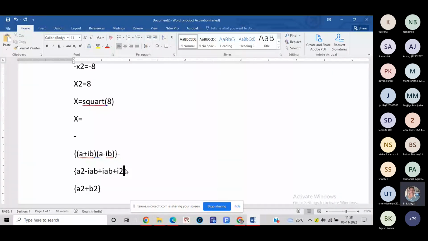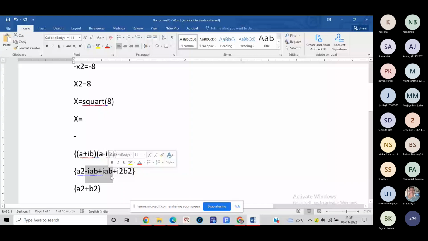So you have to do like this. The plus IAB and minus IAB are cancelled together, right? Next, I square is represented as minus 1, so B square will come. Then 1 into B square is B square. You have to do that much of 3 lines of calculation. If you don't want to do 3 lines of calculation, you should remember the formula. Clear? A square plus B square.